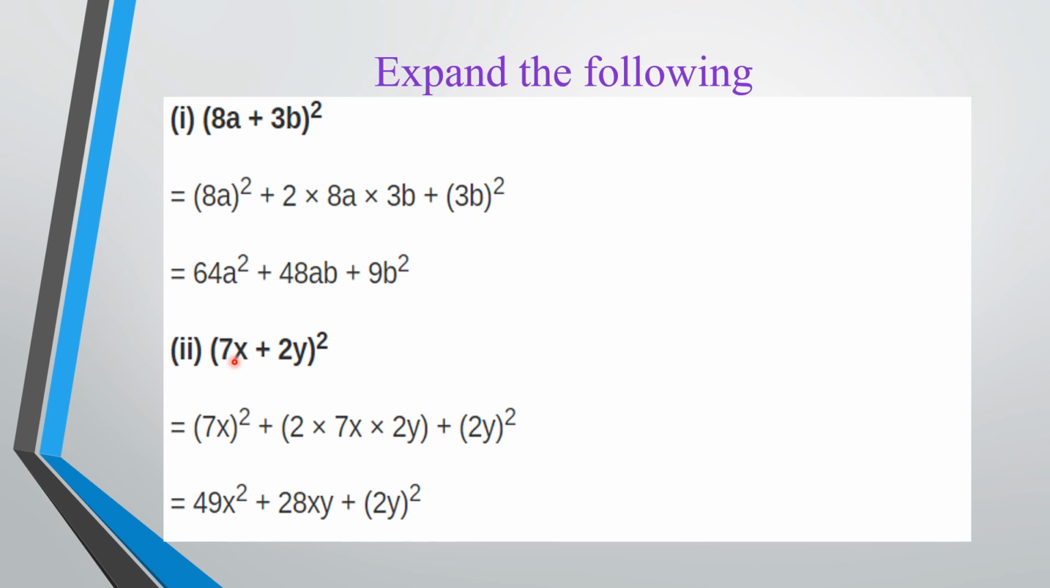Here the binomial has been squared. That is 7x plus 2y. Two terms, so it is called a binomial. It has been squared up. Now a squared, 7x squared. B squared, 2y squared, right? 2 into ab, 7x into 2y. 49x squared plus 28xy plus 4y squared.